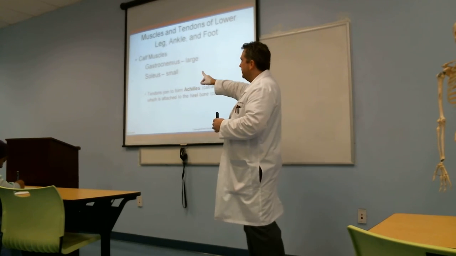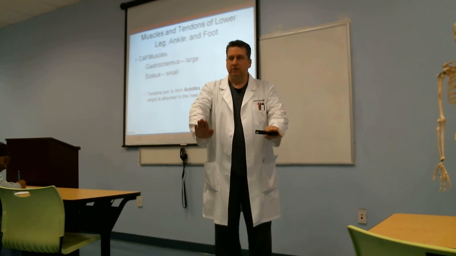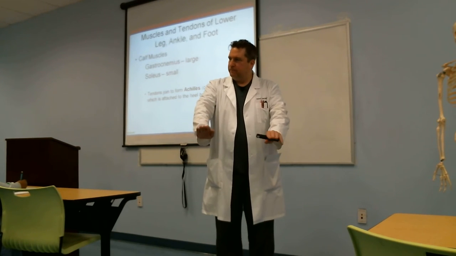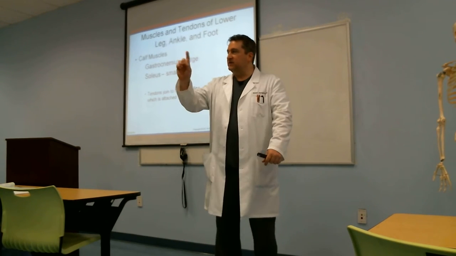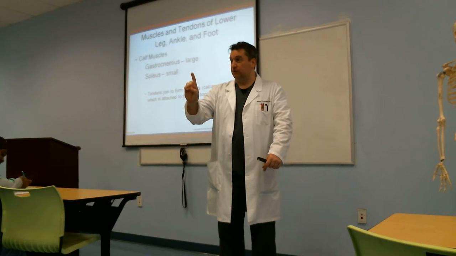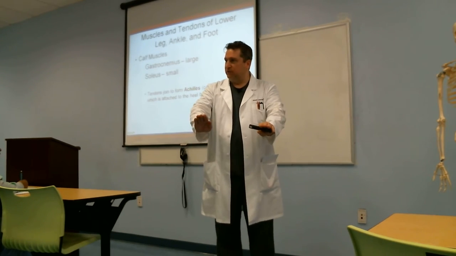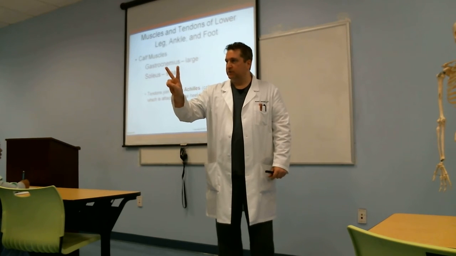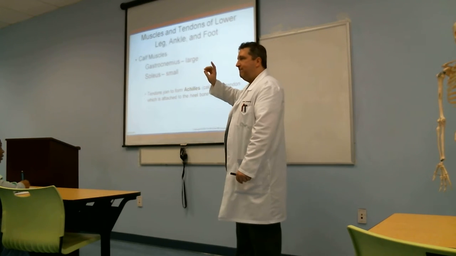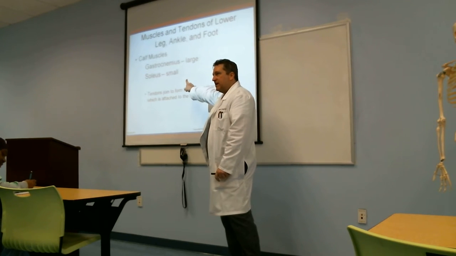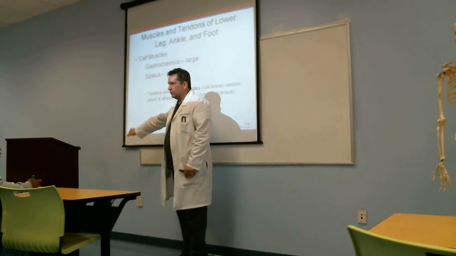Gastrocnemius and soleus. Now, the calf muscle, this is the muscle that's going to plantar flex the feet. So you go like this. It plantar flexes the feet, so you're standing on your toes. This is the calf muscle. The calf muscle is made up of two parts, a big part and a smaller part. The big part is called the gastrocnemius. The smaller part is called the soleus.